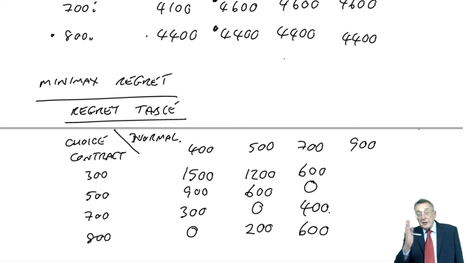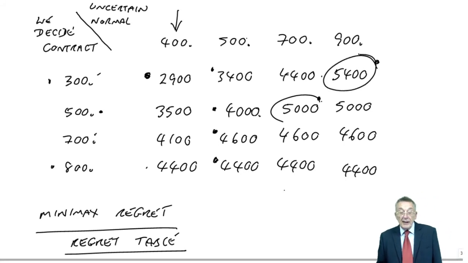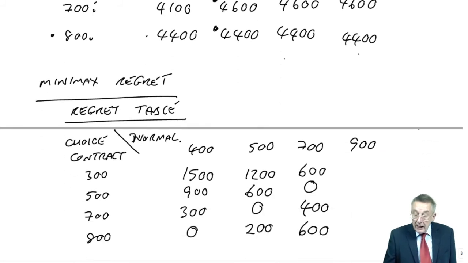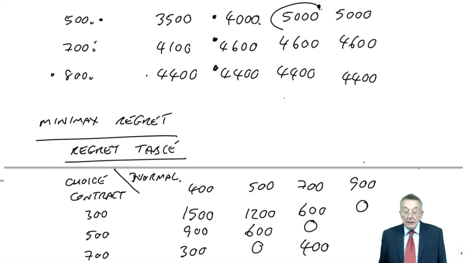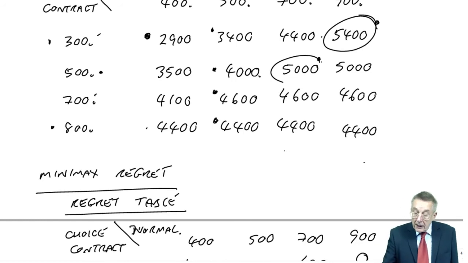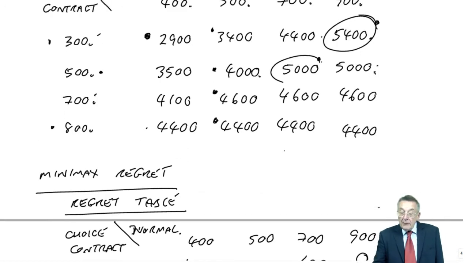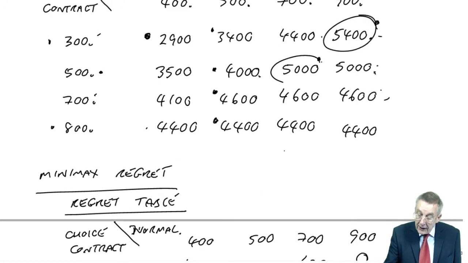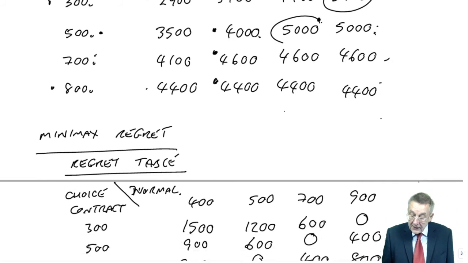And finally, we go through each of the uncertain amounts individually. But finally, what happens if normal demand was 900? The best we could have got was 5,400 by contracting 300. If we'd contracted 300, no regret. The others, the regret is the difference between what we'd have got and what we could have got. So 5,000, we'd have lost 400 as against 5,400. 4,600, we'd have lost 800. And finally, 4,400 would have lost us 1,000.